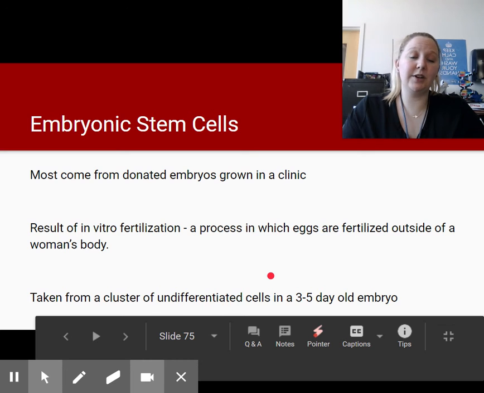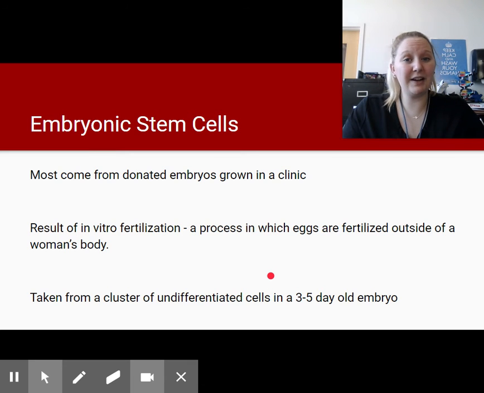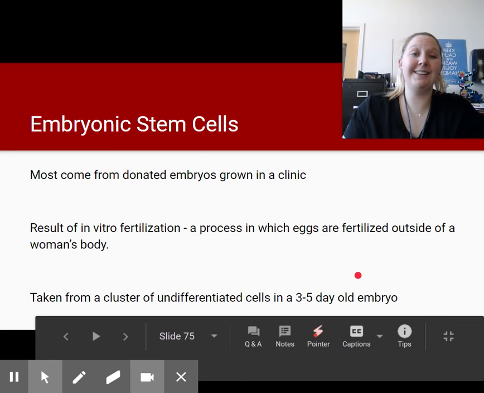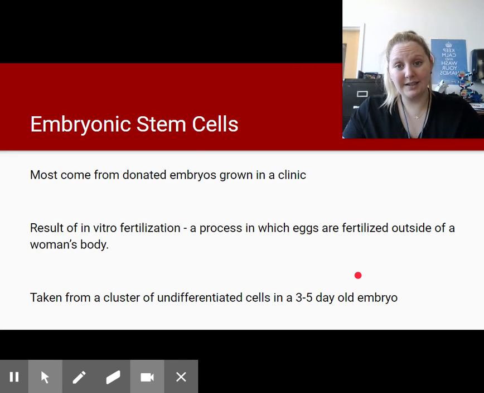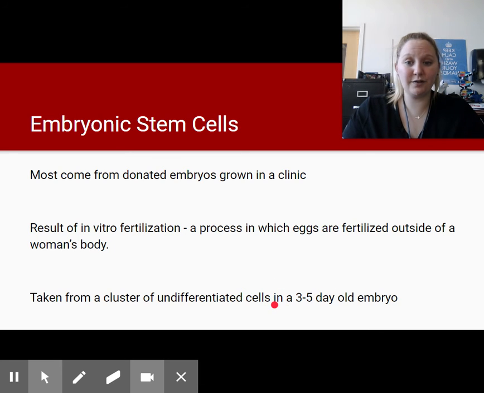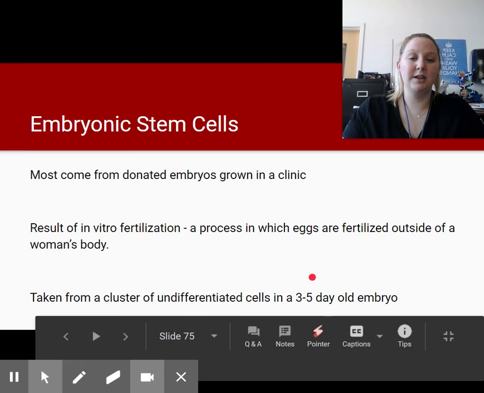They're taken from a cluster of undifferentiated cells that are about 3 to 5 days old. It's still forming an embryo, but it's not yet differentiated into the different types of the body. And this is where it poses a lot of questions. Is this right? Should we be taking away someone else's opportunity at having a baby? Should we be taking donations from sperm and egg donors to make embryonic stem cells for research? There are so many questions about this, and there's not really a right answer.